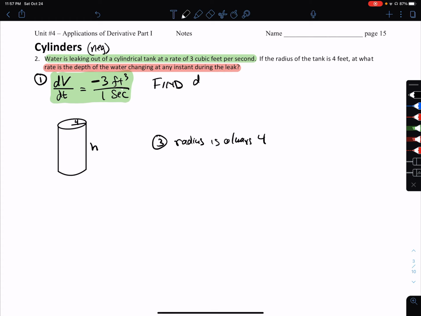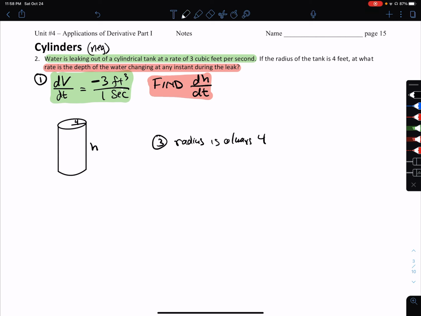So we want to find the change in depth, which I'm going to call height, with respect to time. It says at any instant, so I don't need to evaluate at a certain thing. So that's what we're trying to get after. I guess I don't need an equal sign there. Highlighting this with the same color that I translated it from.